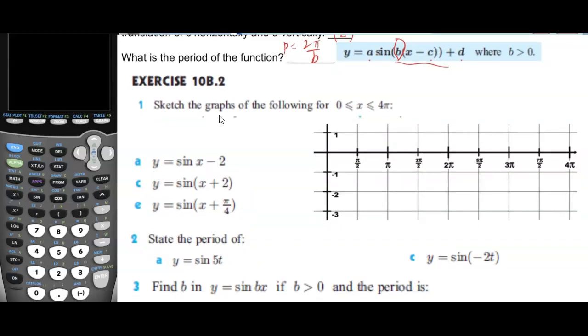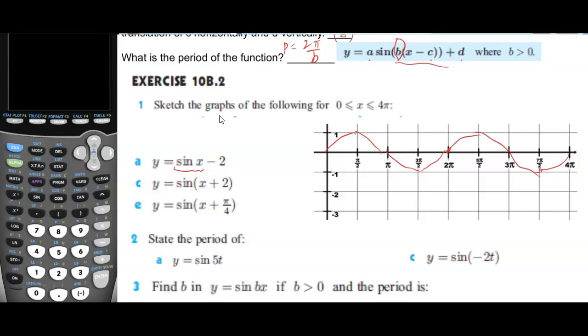Next one, sketch the graphs of the following for the domain 0 to 4 pi. I hope I got the grid right this time. Okay, so first of all, we're going to draw our parent function. So remember, sine goes from 0 to 2 pi. First it goes up, then it goes down. This is going to 4 pi, so I'm going to repeat the cycle one more time. So it looks kind of like that.